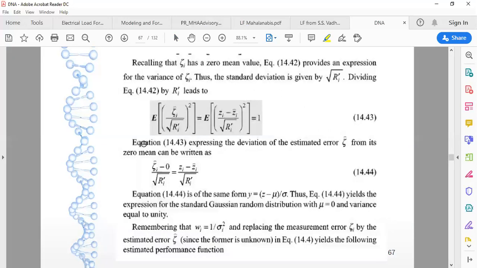Now utilizing the same fact, we can say that over here it is zeta square under root Ri. So Ri is nothing but the expected value of zeta square. So both will be equal. Hence the ratio of these two terms will be 1. So over here, if we substitute zeta I, it is nothing but Zi minus Z expected whole square, divided by under root Ri dash square. Under root of this means the denominator and numerator are equal, hence it is equal to 1.